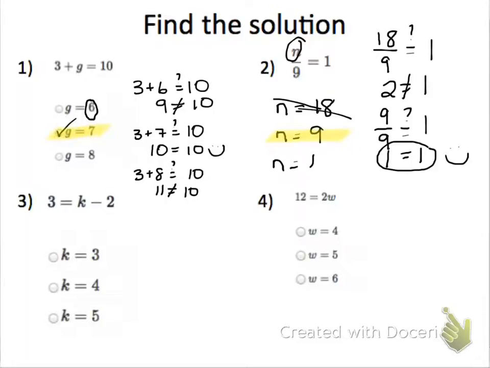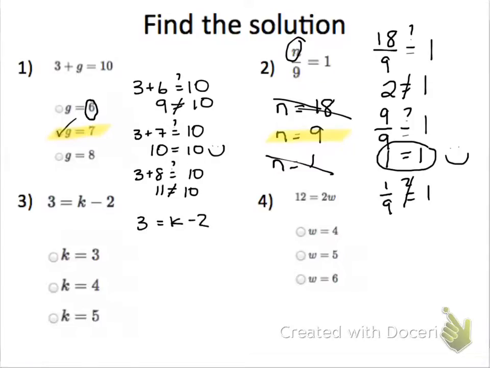What if n was 1? 1 divided by 9, is that equal to 1? Well, 1 divided by 9 is going to give us a decimal, and I know that it's not equal to 1. So that means that 1 over 9 is not equal to 1, and this can't be a solution. So my solution is n equals 9. Okay, the next one. 3 is equal to k minus 2.